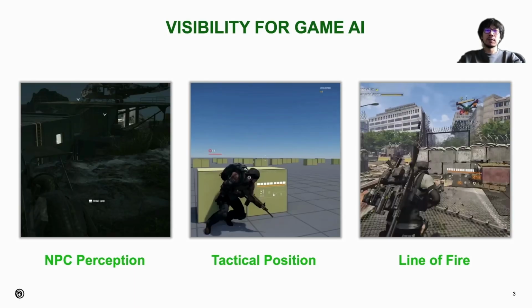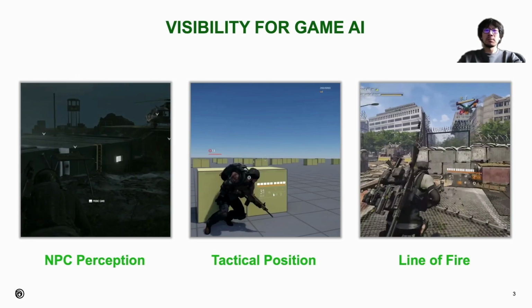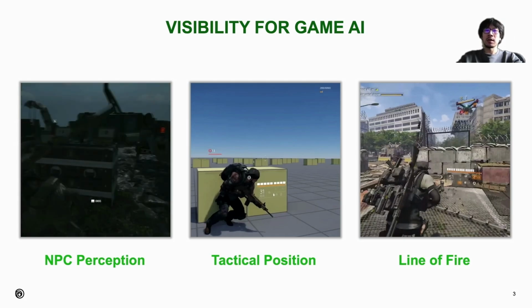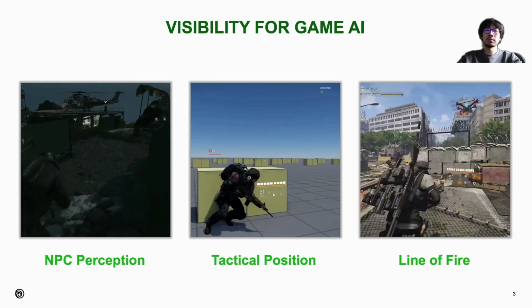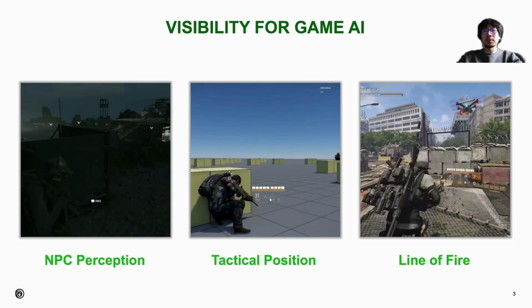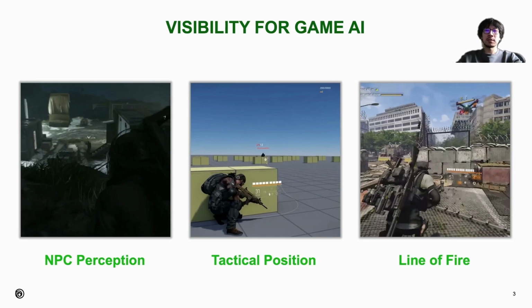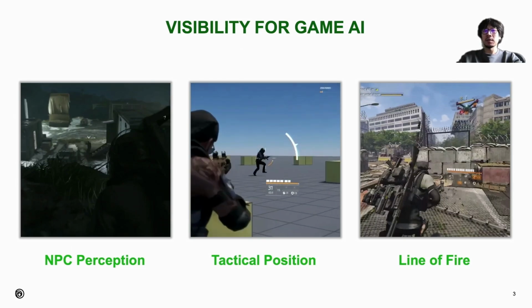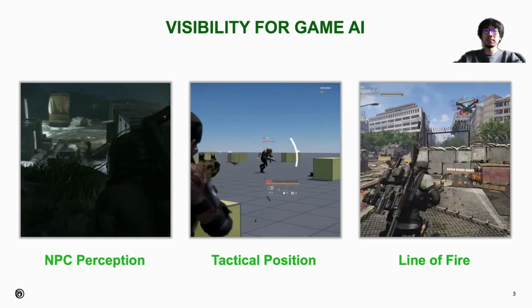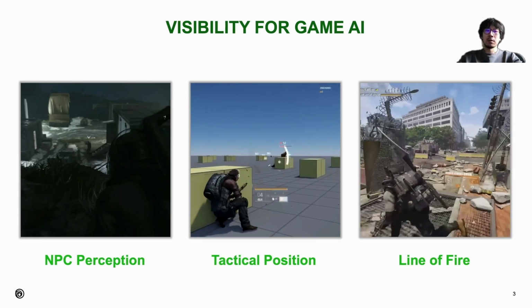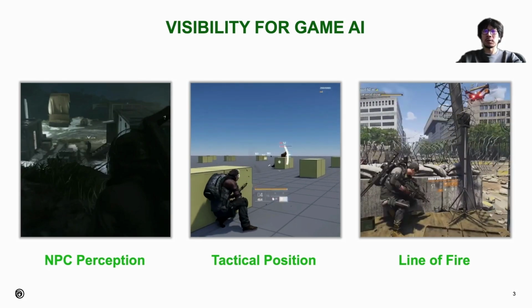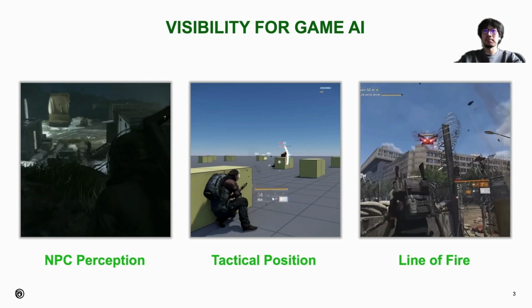In game development, visibility information is critical for designing complex behaviors for non-playable characters. Here we present 3 examples. The NPC perception system requires visibility about the surroundings to make NPCs react correctly to the changing environment. The tactical position system requires the NPC to choose the best movement target position that is either visible or occluded from opponents. The line of fire system uses visibility to determine if an NPC should pull the trigger.